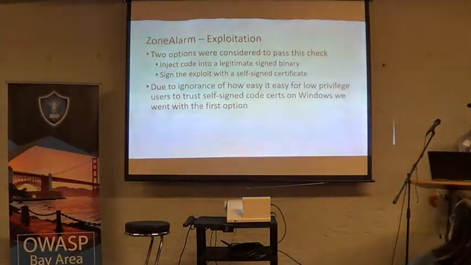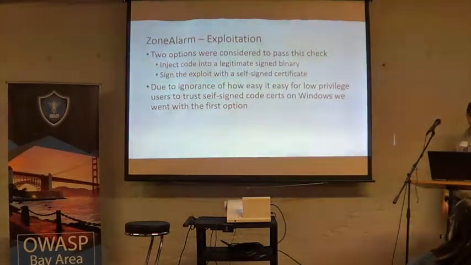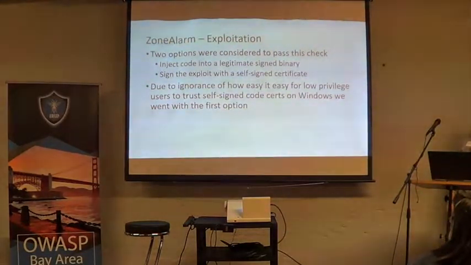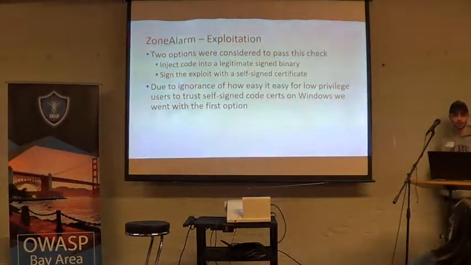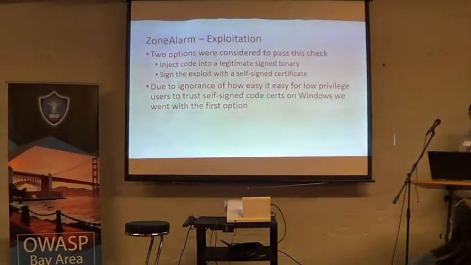Two options were considered to bypass that check. The first one was to inject the exploit code into a legitimately Check Point signed binary. The other option that I thought about but didn't try was to just sign the exploit with a self-signed certificate. I didn't know that non-admin users on Windows can trust root CA certificates, so I could just trust my self-signed cert as a non-admin and then sign the exploit with it.